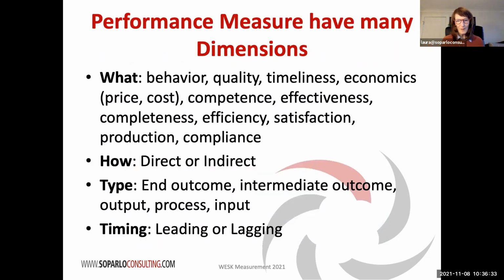Okay, so performance measurement have dimensions. You might measure behavior, which we talked about. You might measure quality, timeliness, price, competence, satisfaction. So there's lots of dimensions. So what are we trying to measure? When you're measuring staff, you might be measuring competence. When you're measuring customers, you might be measuring satisfaction. When you're measuring a process, it might be, how efficient is our process? Can we get the product to the customer on time?